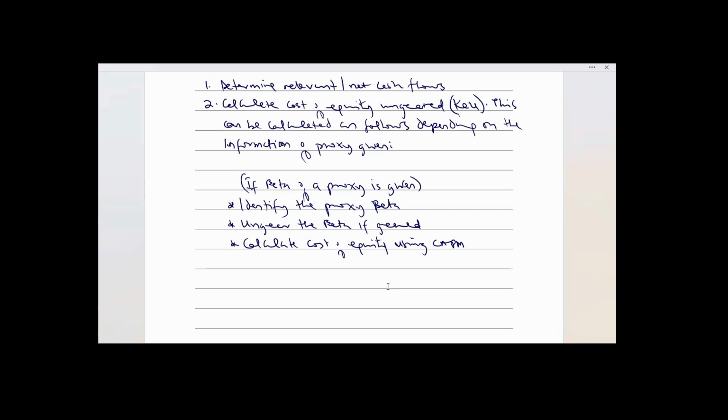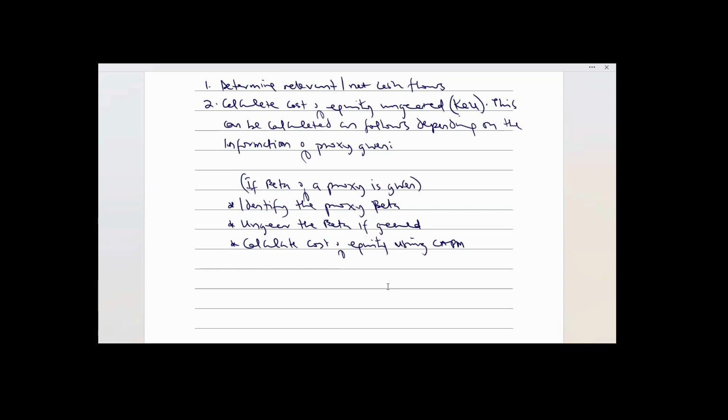So we are less concerned with financial risk, because once you re-gear, it means that you want to incorporate financial risk. So don't do that. As far as APV is concerned, if you are given beta of a proxy company and you want to calculate cost of equity on gear, you don't re-gear.